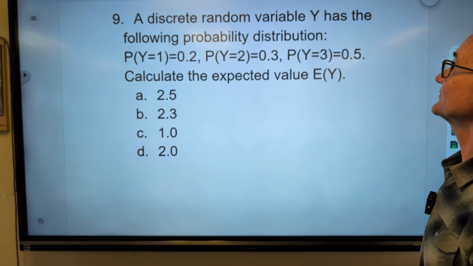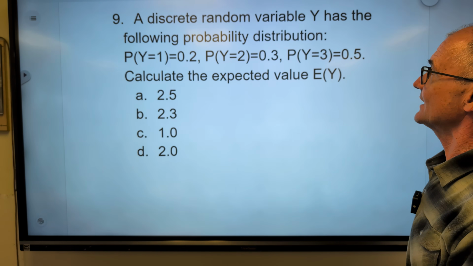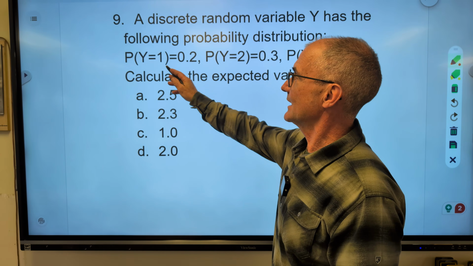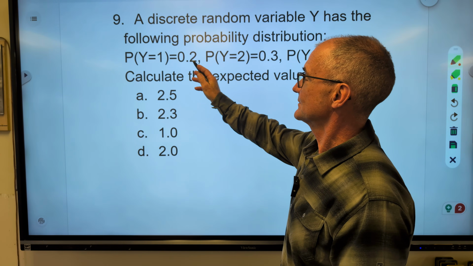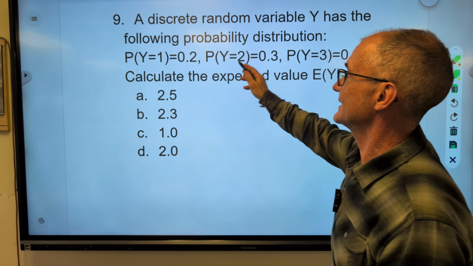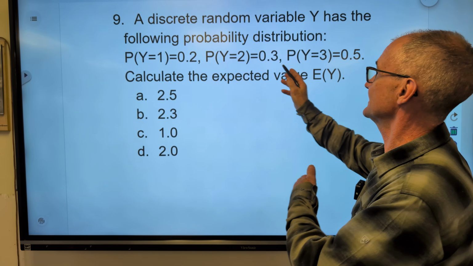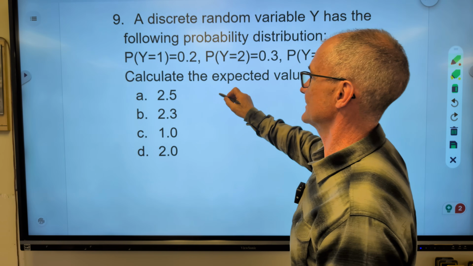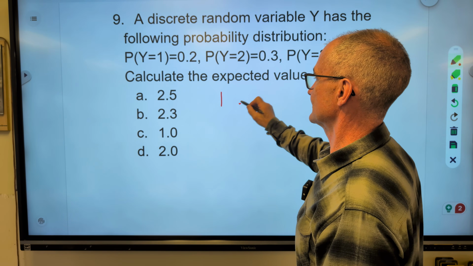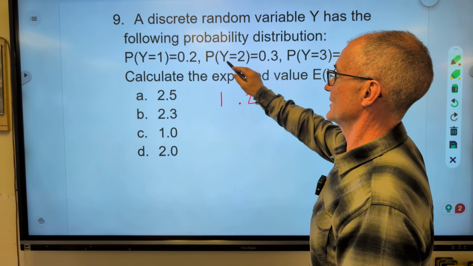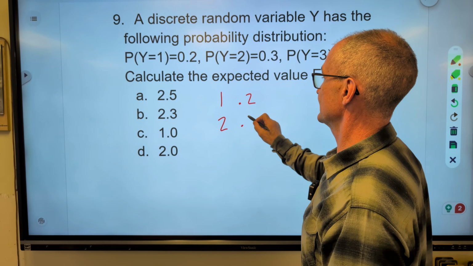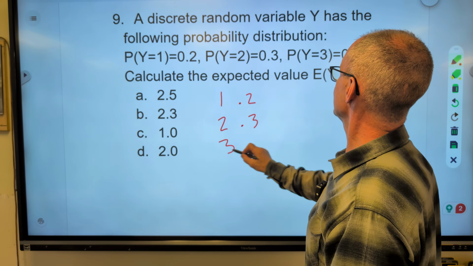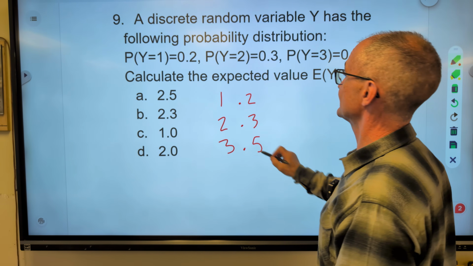A discrete random variable y has the following probability distribution. The probability of y equaling 1 is 0.2. Probability of y equaling 2 is 0.3. Probability of y equaling 3 is 0.5. So I'm saying the probability of it being 1 is equal to 0.2. Probability that y is equal to 2 is 0.3. The probability that y is equal to 3 is 0.5.